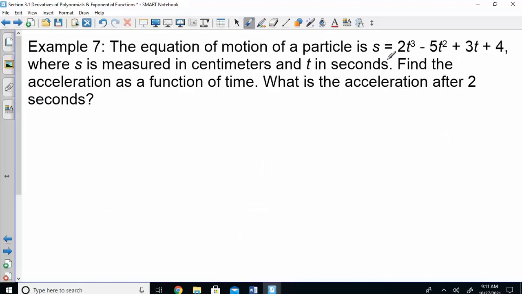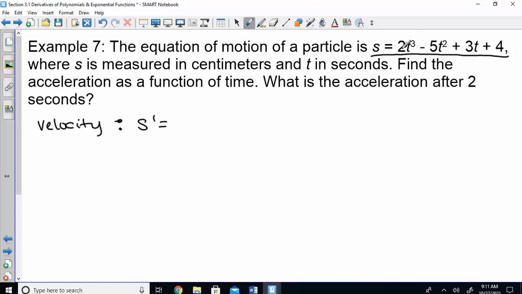So the equation of motion of a particle is this. S is measured in centimeters and t in seconds. Find the acceleration. Okay, this is my position. How do you get to the acceleration? Right, the first derivative gives you velocity. Second derivative is acceleration. So we're starting with position, so velocity is the first derivative.